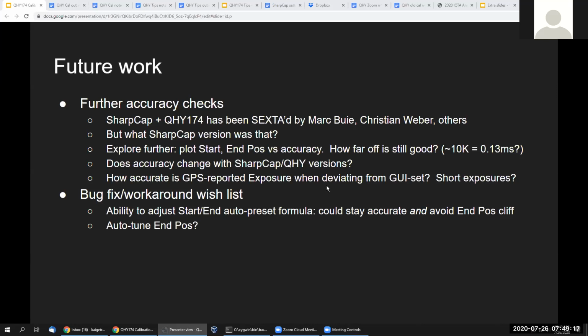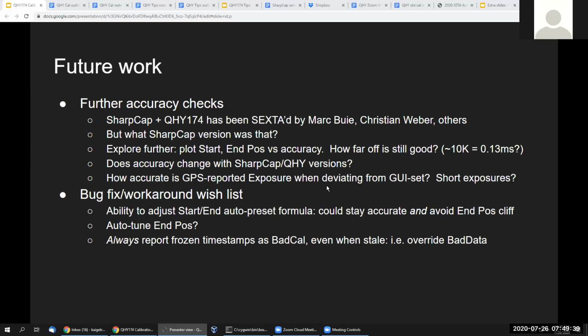Barring that, I want to have the ability for SharpCap to auto-tune the End Pos. If it knows enough to say bad calibration, reduce End Pos, then go ahead and reduce End Pos. Okay, just automatically bring it down if you see the error. Maybe that'll help. I want it to keep an eye on frozen.